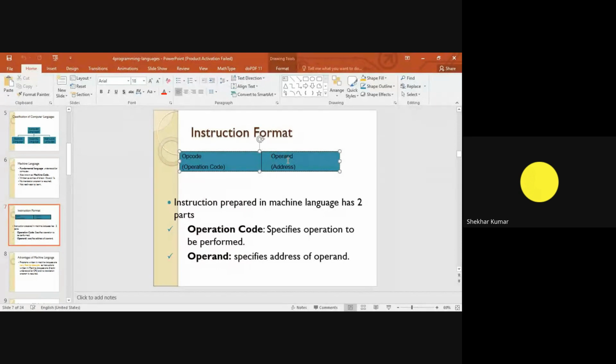So every instruction has two parts. The first one is the instruction part, also called the op code, or operation code, and the next part is called the address part. The operation part specifies the operation to be performed. It tells which operation is to be performed. The operand, also called the address, is where it is stored in the memory. It tells the address location.